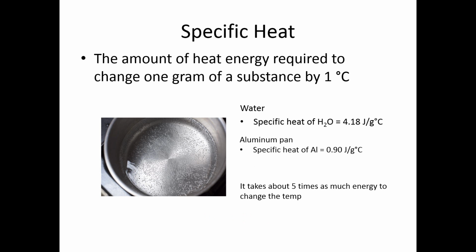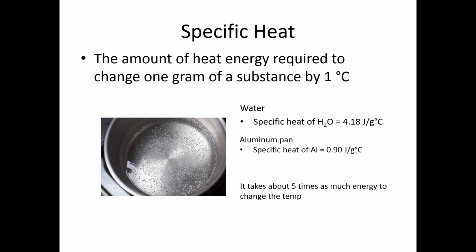We want to think about the meaning of specific heat. So that specific heat value, that C value from the previous equation, represents the amount of heat energy required to change 1 gram of a substance by 1 degree Celsius. And if we look at an example here, if you think about when you heat water in a pan on the stove, the specific heat of water is 4.18 joules per gram degree Celsius.